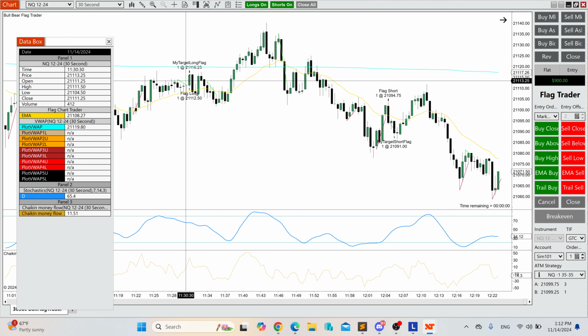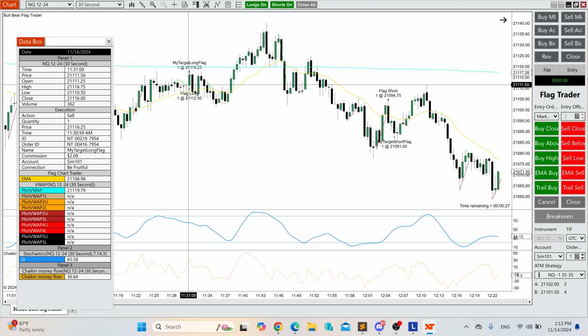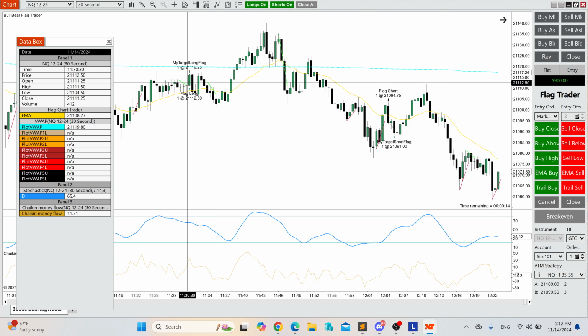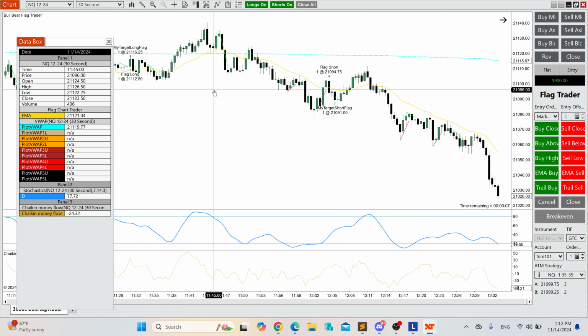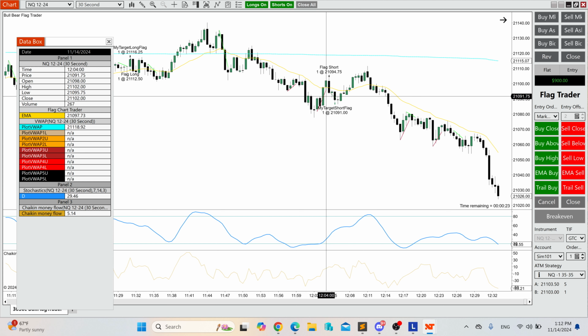So let's look at this example. This was the actual trade from this morning based on these settings. As you see, our stochastic is high, right? And Chaikin is at 11.5. So this is good. What about this one? This is short. See, even though it worked out, Chaikin is in positive territory.